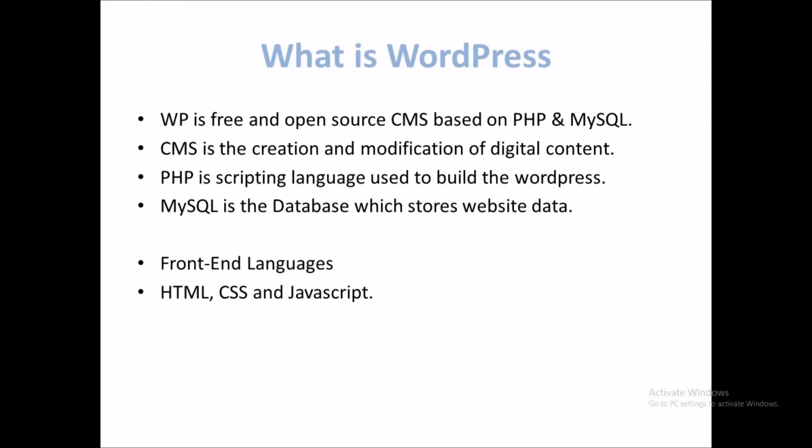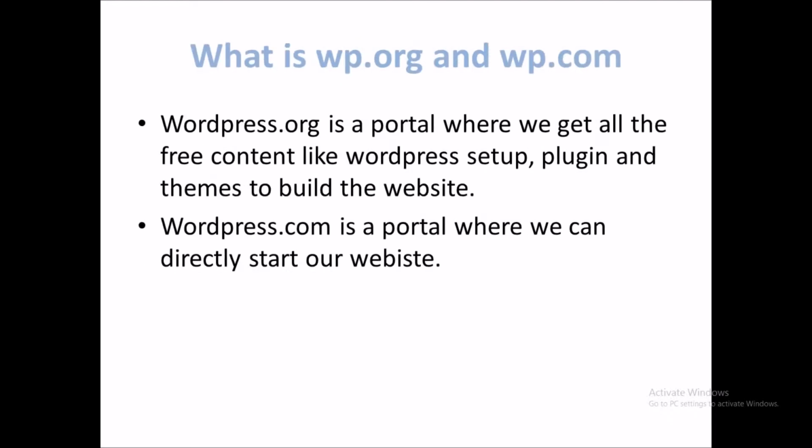Now the second question is what is WordPress.org and what is WordPress.com. WordPress.org is a portal where we get all the free content like the WordPress setup, WordPress plugins, and WordPress themes. Everything which is free and helps us to build our website, we are able to download from WordPress.org. And WordPress.com is a portal where we can directly start building our website. It's more of a portal where we have to pay for WordPress services to start our own website.